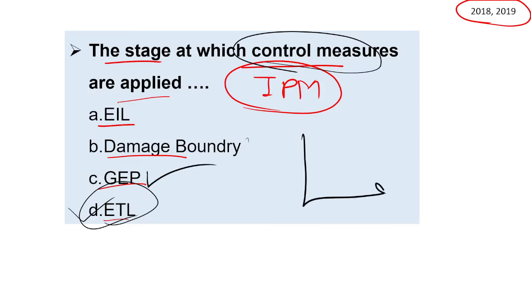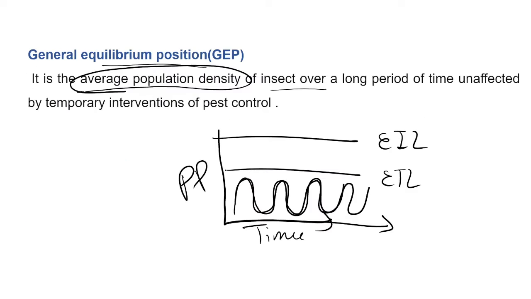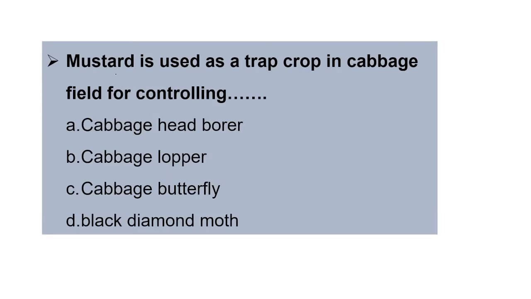And damage boundary means nothing but where the pest population starts initiating damage, it is called the damage boundary. When the pest population starts their damage, that is nothing but the damage boundary. Okay, next move on to the next question.